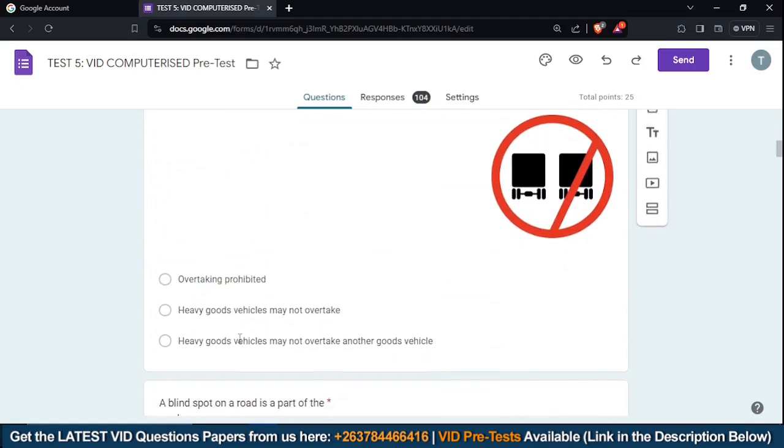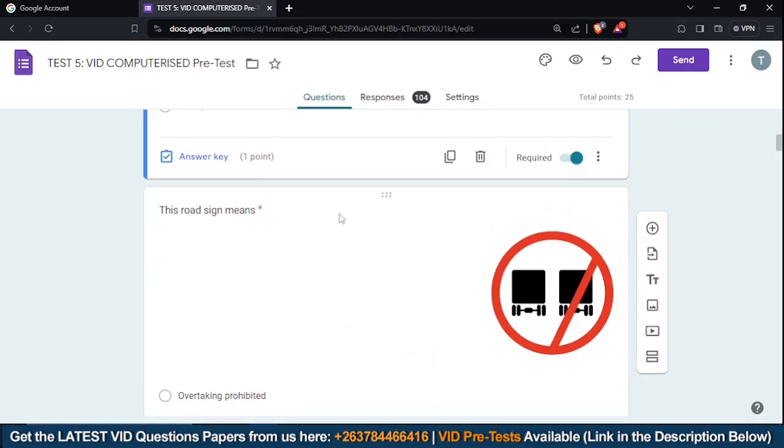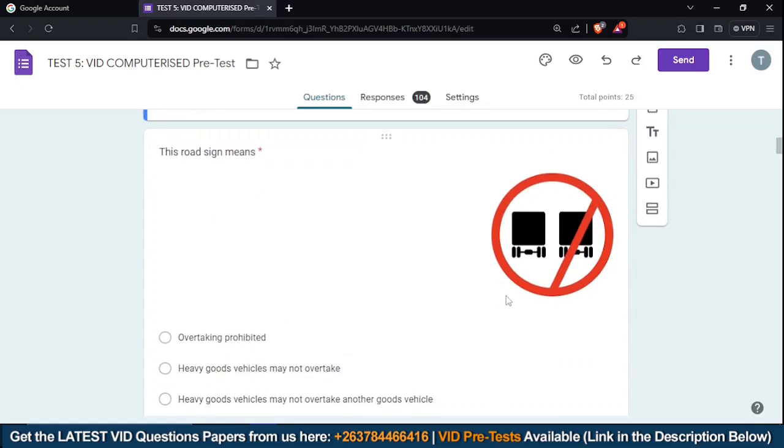Now moving on to the second one, what does this road sign mean? This one, most people do get confused. They think that this is an overtaking prohibited sign, yet that's not correct. This one means a heavy goods vehicle may not overtake another heavy goods vehicle. So this one is quite specific.